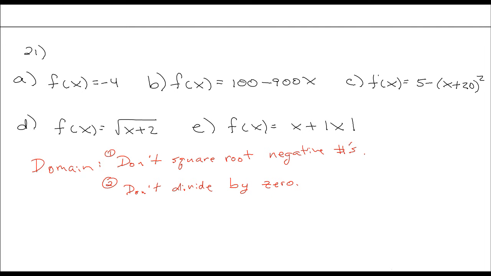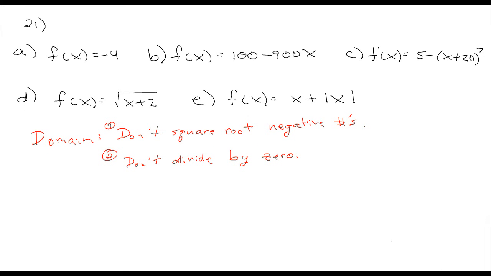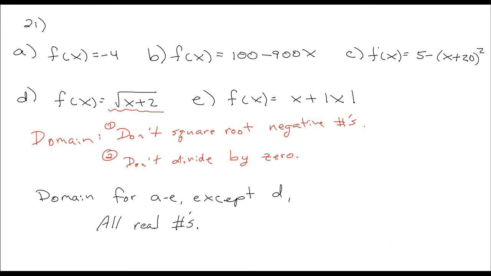Okay, so for the 5 functions that are given, the only one we run into a problem with is d. So the domain for a through e except d is all real numbers. Or it can be abbreviated ARN, or in interval notation, negative infinity to infinity. So I can pick any number I want, any real number for parts A through E except D.